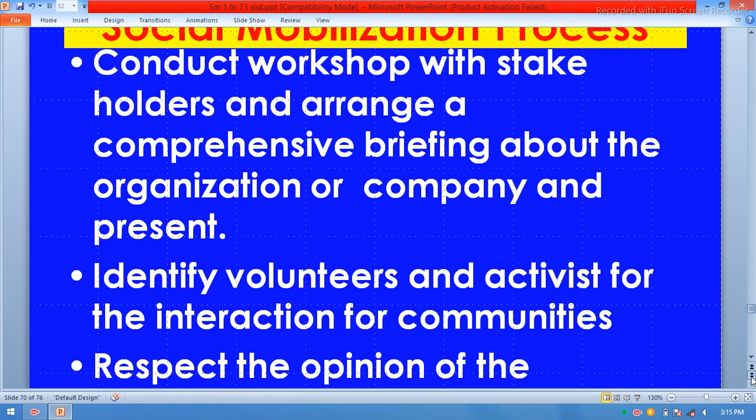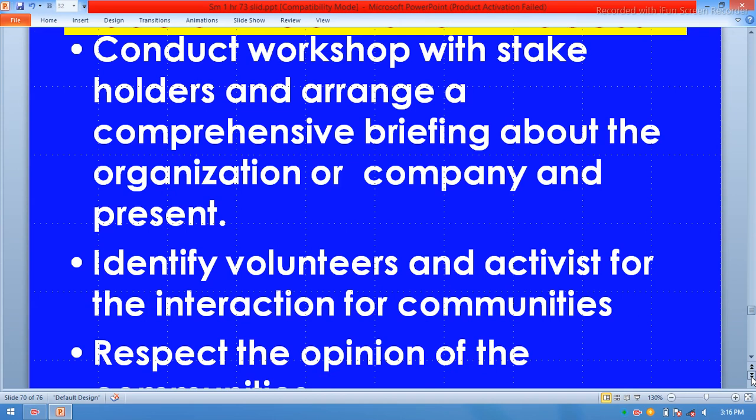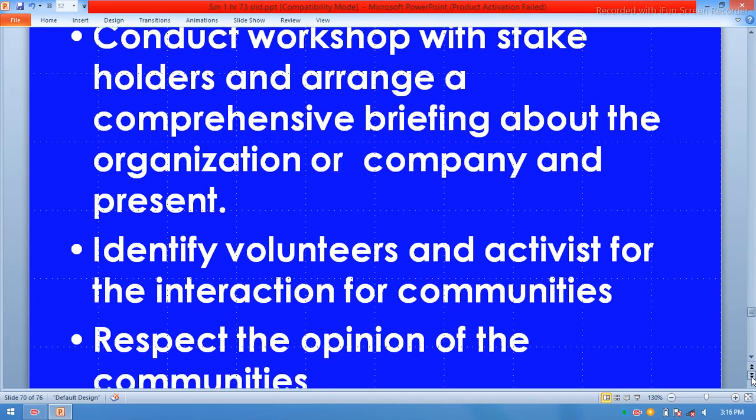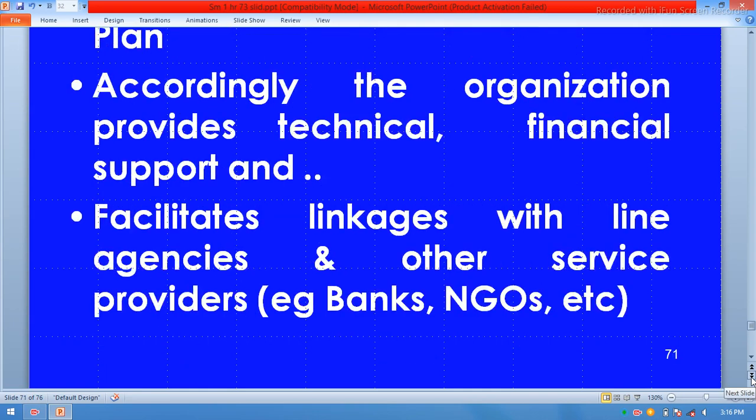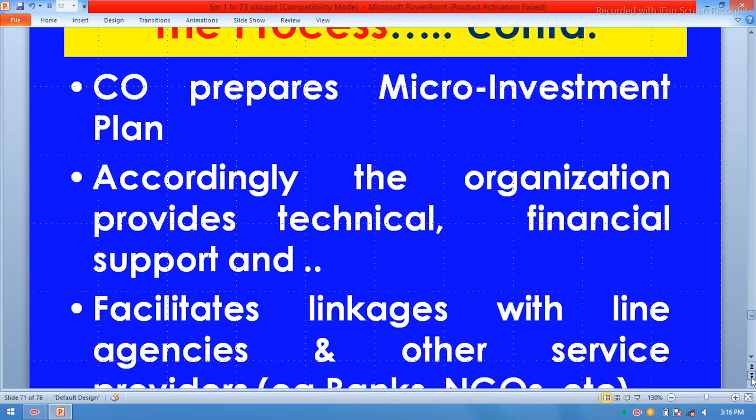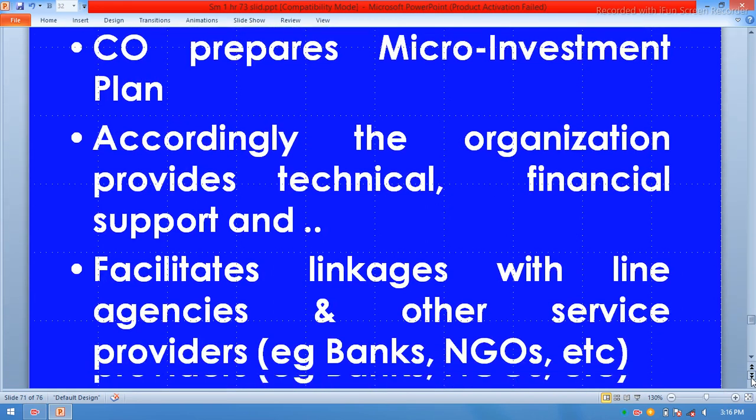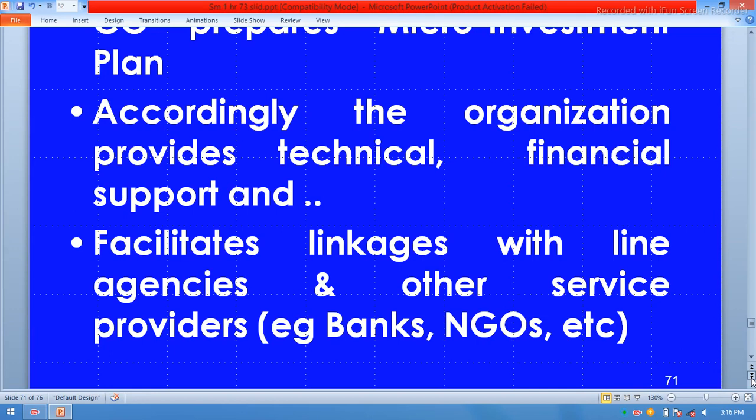Conduct a workshop with stakeholders and arrange a comprehensive briefing about the organization or company. Identify volunteer activists for interaction with communities. Respect the opinion of the communities. Conduct participatory rural appraisal with the communities. Accordingly, the organization provides technical and financial support and facilitates linkages with line agencies and other service providers.